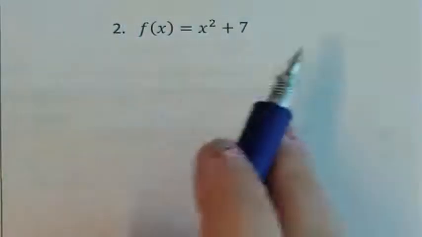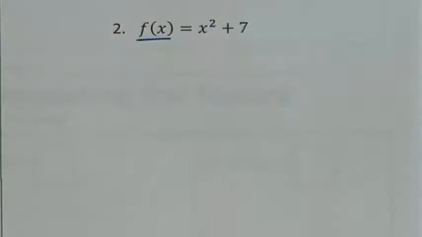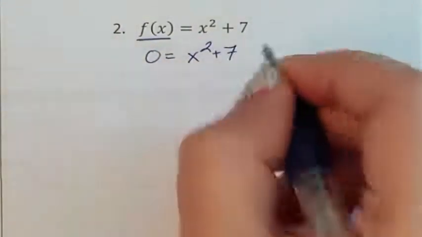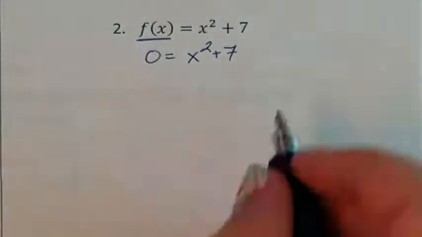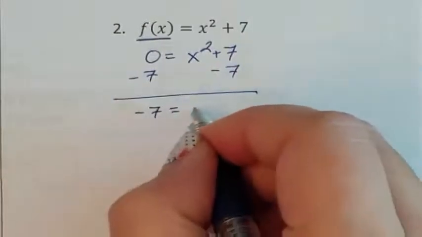I'm being asked to find the zeros. If I'm being asked to find the zeros, then that meant the y value, the answer, is 0. So 0 equals x squared plus 7, and I'm being asked to solve for x. So I'm going to subtract 7 from each side. 0 minus 7 is a negative 7.